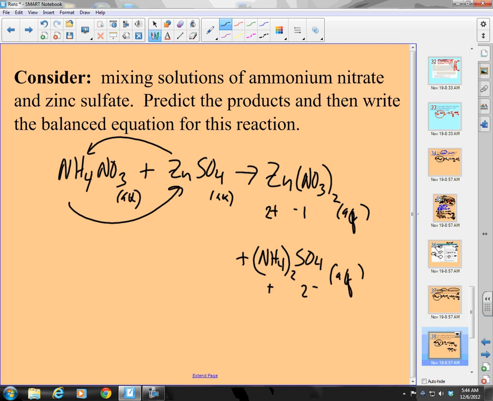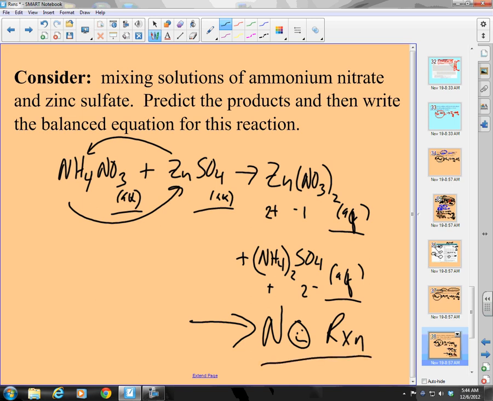Oh, what did we say? Aqueous, aqueous, aqueous, aqueous. What's the answer here? The answer is no reaction. And that means I don't even have to worry about balancing it. I can just write down no reaction. Yay!